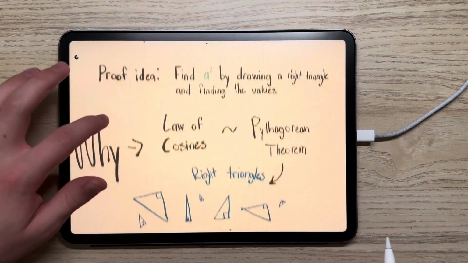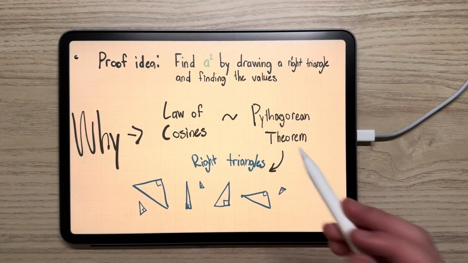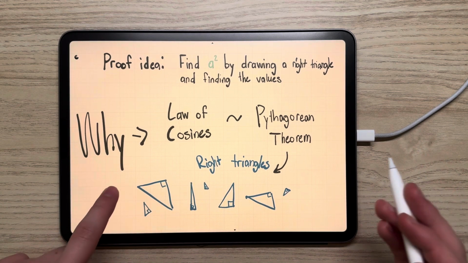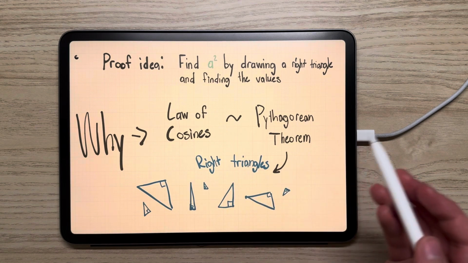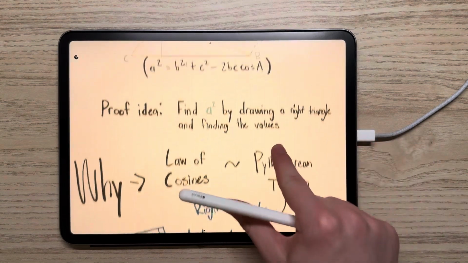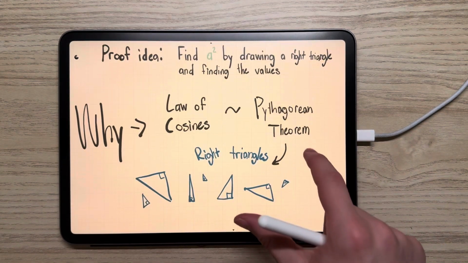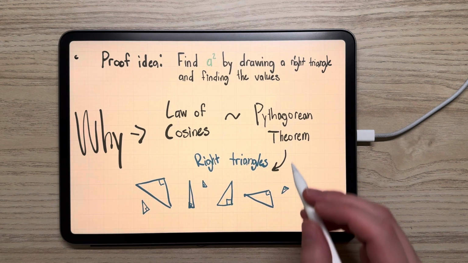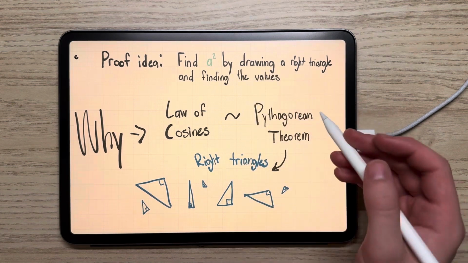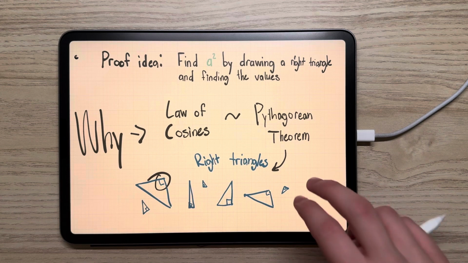So the idea for this proof is to find a squared by drawing a right triangle and finding the values of the sides of that triangle. And the reason why is because the law of cosines is similar to the Pythagorean theorem. They're basically the same, but with just one little thing tweaked, and it's actually this thing right here. So if we can figure out why that is, then knowing the law of cosines is going to be easier to remember. And the reason why I want to draw a right triangle is because the Pythagorean theorem is all about right triangles. It's about finding the sides of a triangle with an angle that is 90 degrees.